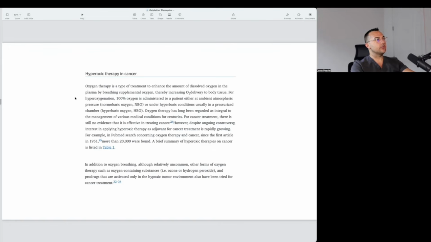So as I said here, in the last part of this portion of the paper: hyperoxic therapy in cancer. Oxygen therapy is a type of treatment to enhance the amount of dissolved oxygen in plasma by breathing in supplemental oxygen, therefore increasing oxygen delivery to body tissues. For hyperoxygenation, 100% oxygen is administered to a patient either in ambient pressure, normobaric oxygen, NBO, or under hyperbaric conditions, usually under a pressurized chamber, hyperbaric oxygen, HBO or HBOT. Oxygen therapy has long been regarded as integral to the management of various medical conditions for centuries. For cancer treatment, there is still no evidence that it is effective for treating cancer.